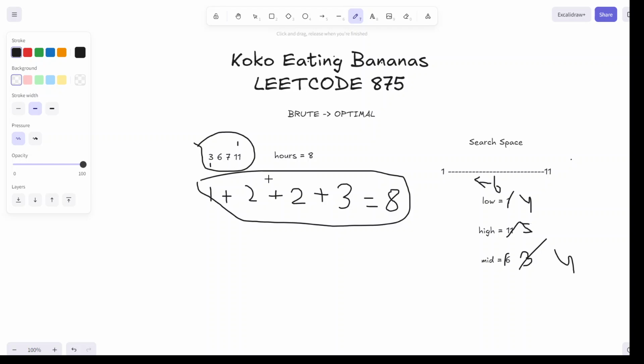But yes, we will need an extra helper function, and this is the only variation that this binary search has, so we'll keep this in mind. Other than this, it is a simple binary search. So let's move to the code part, and then we will talk about the time complexity.